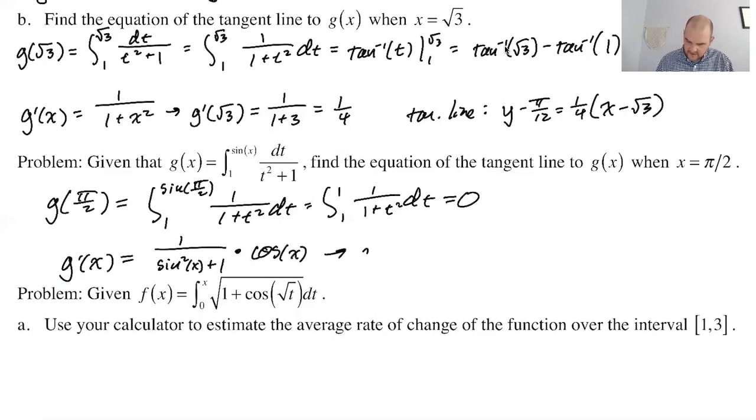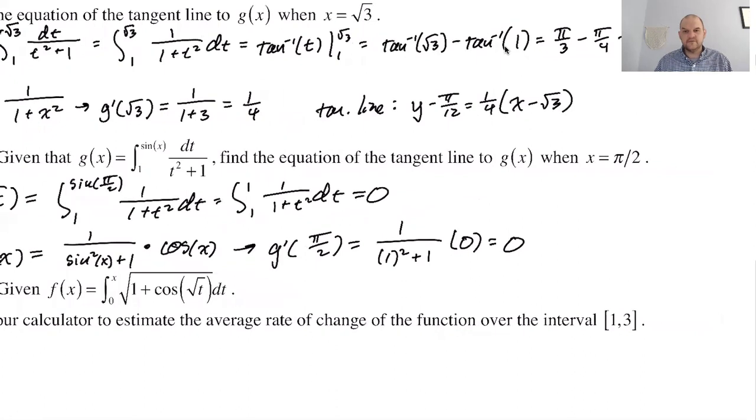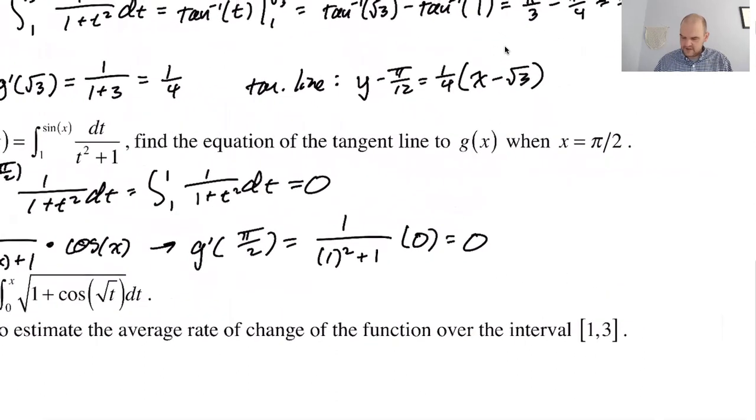Okay, so that means that g prime of pi over 2 is going to be, this one's kind of interesting. It's 1 over the sine of pi over 2, which is 1 squared, plus 1. The cosine of pi over 2 is 0. So it turns out that this tangent line is actually horizontal. And not only is it horizontal, it's just the x-axis, I think, right?